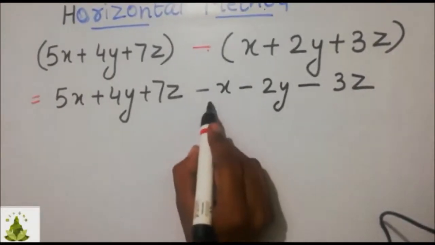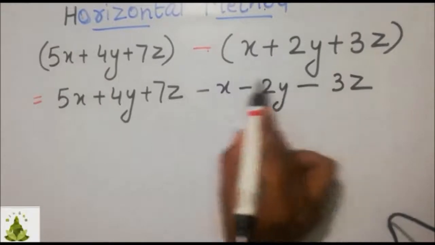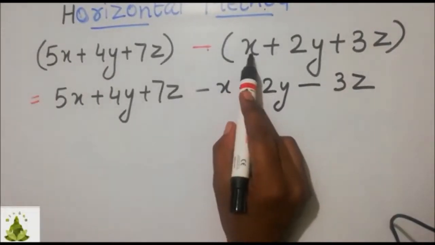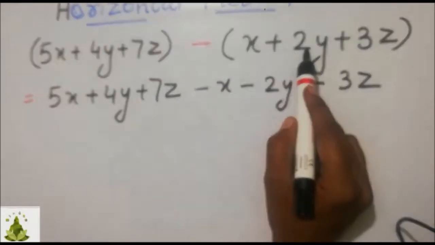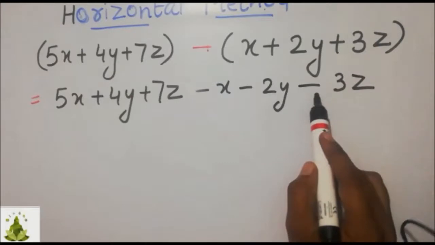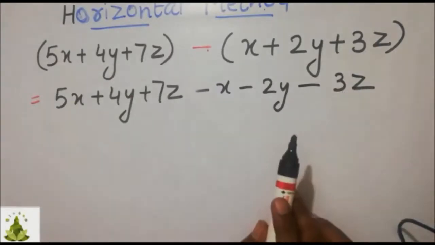Just be careful about the minus sign. Opening the bracket, each term has that minus sign, so take its opposite. Here it was plus x, it became minus x. Plus 2y became minus 2y. When it was plus 3z, it became its opposite, minus 3z. That's all. Is it clear?